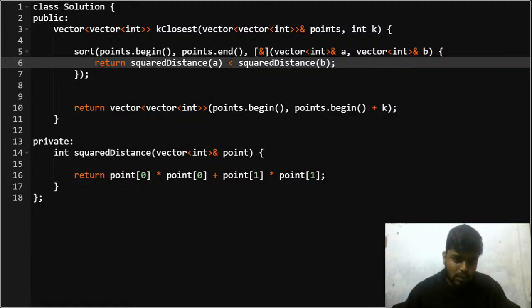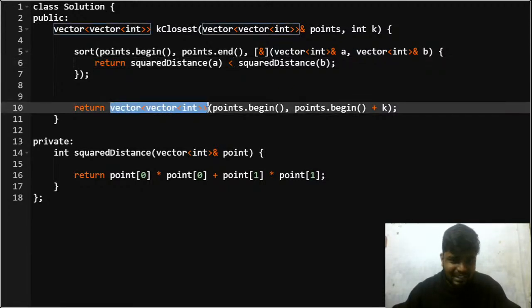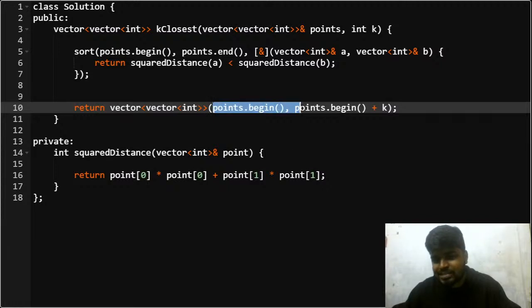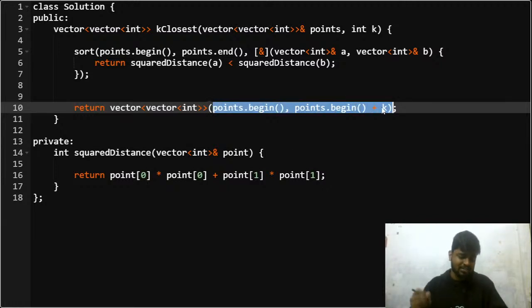And in the end, what I'll do is I'll simply declare a vector of vector int, and in this I'll have all the points, and in the resultant vector I'll just return the first k points, that is from the 0th index up till the k minus 1th index. In this way I'll get the k closest points to the integer.